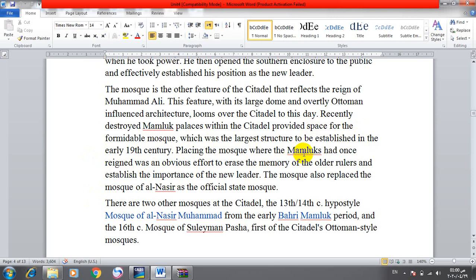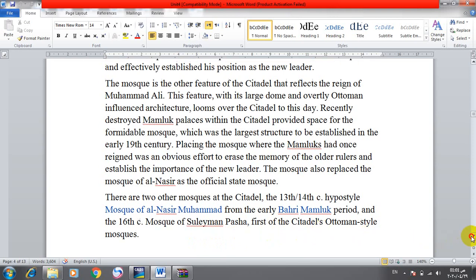Placing the mosque where the Mamluks had once reigned was an obvious effort to erase the memory of the older rulers and establish the importance of the new leader. The mosque also replaced the Mosque of Nasser as the official state mosque. There are two other mosques at the citadel: the 13th and 14th century hypostyle Mosque of Nasser Muhammad from the early Bahari Mamluk period, and the 16th century Mosque of Sulaiman Pasha, first of the citadel's Ottoman-style mosques.